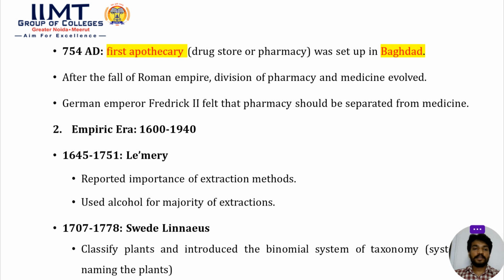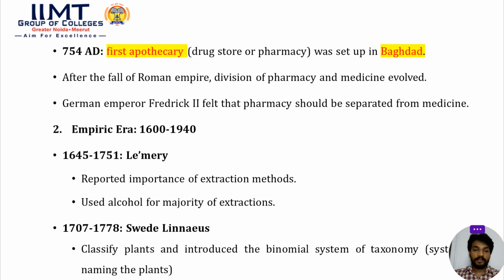Now, the next era is the empiric era. The empiric era starts from 1600 and goes to 1940. First, the time period from 1645 to 1751 is for Lemery. She reported the importance of extraction methods, and she also used alcohol for the majority of extractions.